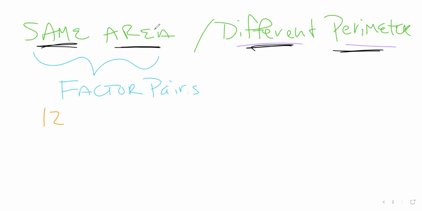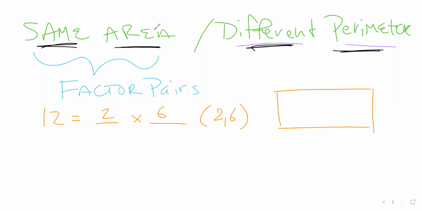So if I think about 12, I do want to think about, well, how do I get to 12? Like what times what equals 12? Well, 2 times 6 equals 12. So that'd be a factor pair of 2 and 6, which would mean if I drew that rectangle, I'd have 6 here and 2 here, and that would get me an area of 12. I guess we'll just go with the units, 12 units squared.